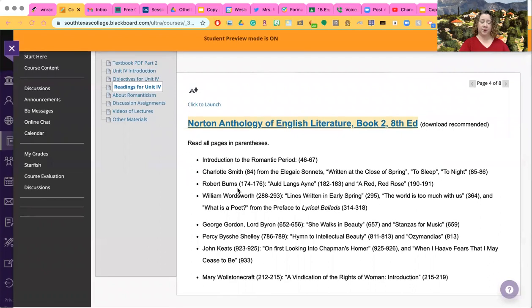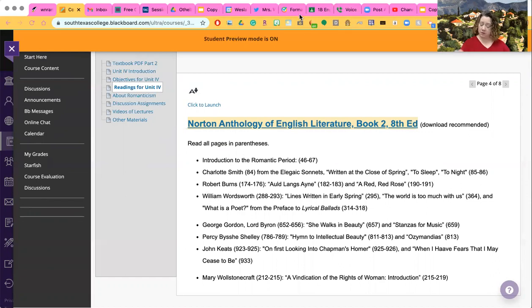You can see that I broke the readings for the Romantic period into 3 sections, because this is the reading for Thursday, which will be the 1st, I think. And then this grouping is the readings for next Tuesday, and then the reading for next Thursday is here. So there are 3 class periods that we'll be talking about the Romantic period.